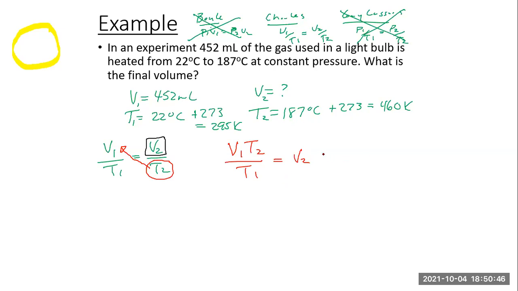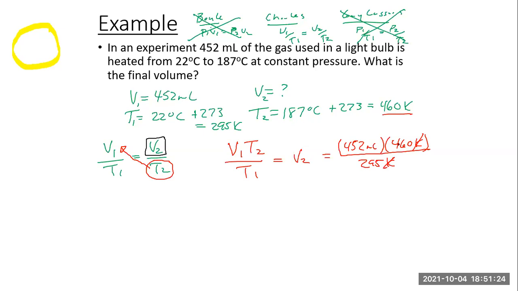At this point, we want to make sure that we do put the correct numbers in the correct location. So V1 is 452. T2 is actually what we need on top, which is the 460. And T1 is on the bottom, which is actually the 295 Kelvin. Here, the Kelvin up on top and the Kelvin on the bottom will cancel each other out. And we end up with 452 times 460, if I can get that in my calculator, divided by 295.